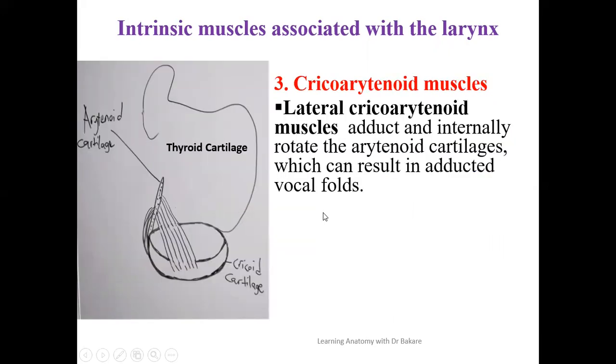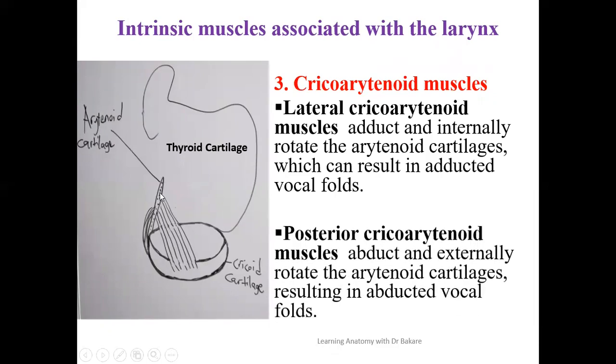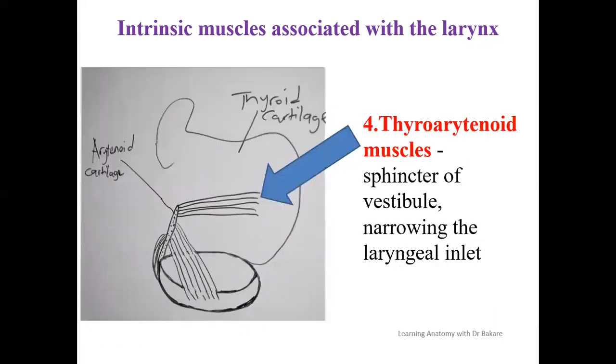The next is the cricoarytenoid. The cricoarytenoid muscle connects the cricoid cartilage with the arytenoid cartilage. We also have two types of cricoarytenoid muscle. We have one that is called the lateral cricoarytenoid muscle, which connects the cricoid cartilage with the arytenoid cartilage on the lateral side. And we have the posterior cricoarytenoid muscle, which connects the cricoid cartilage with the arytenoid at the posterior end. So we have basically two types, the lateral one and the posterior one, but both of them, of course, connect the cricoid cartilage with the arytenoid cartilage.